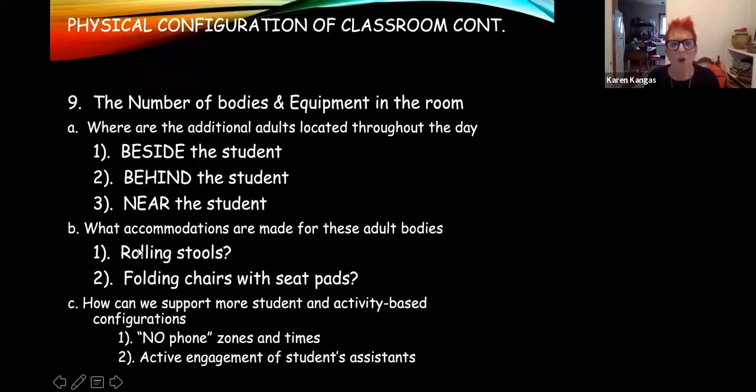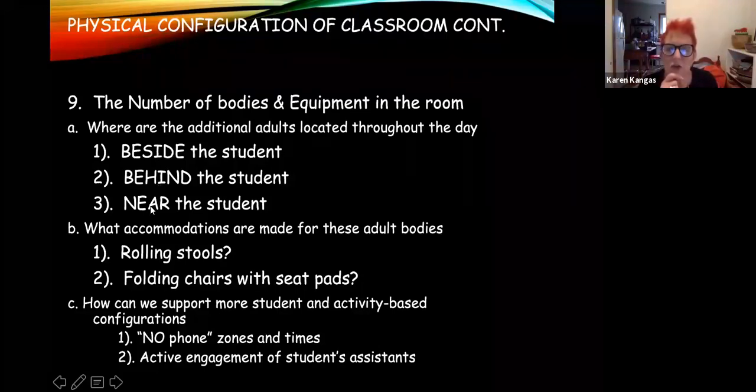I want us to recognize also where all these additional adults are located throughout the day. Are they beside the student, behind the student, or near the student? And have you identified in each activity where that should be? Okay, instead of just allowing that individual to decide that. I want you to think about this. Okay, what accommodations are made?